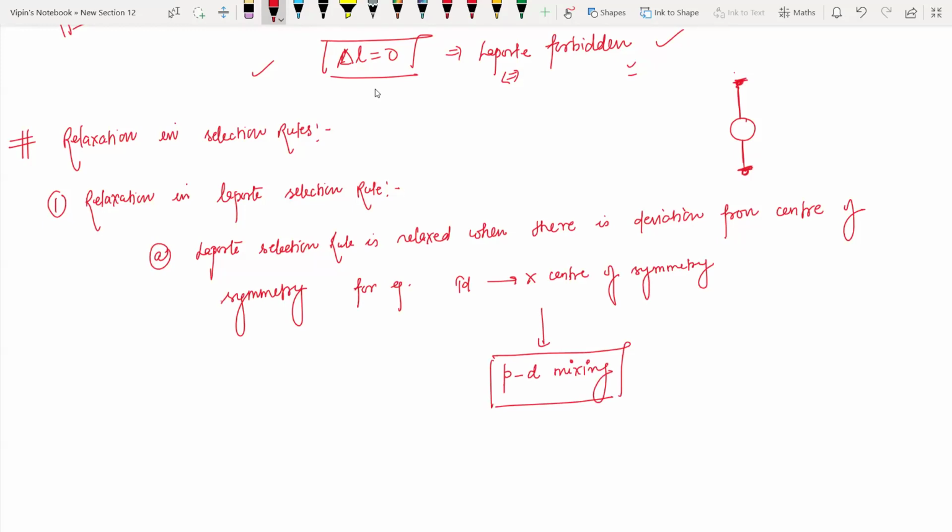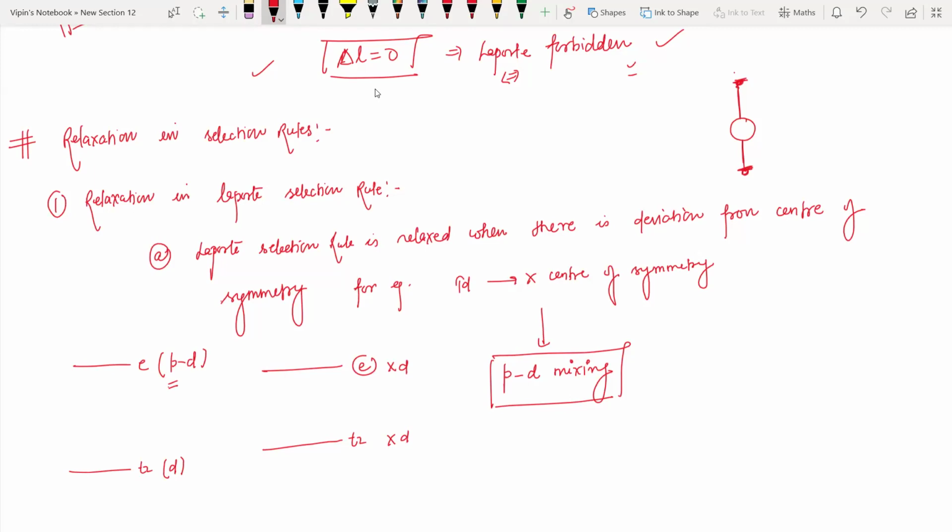Means in case of tetrahedral complexes, these two energy levels, this E energy level and this T2 energy level, are not purely d energy levels, right? These are E and T2. This T2 is d, but this E energy level is formed by the mixing of p and d. Means the E set has the character of both p and d sets, while the T2 set has the character of only the d set. It means here there is mixing of atomic orbitals. Why mixing? Because of deviation from the center of symmetry.